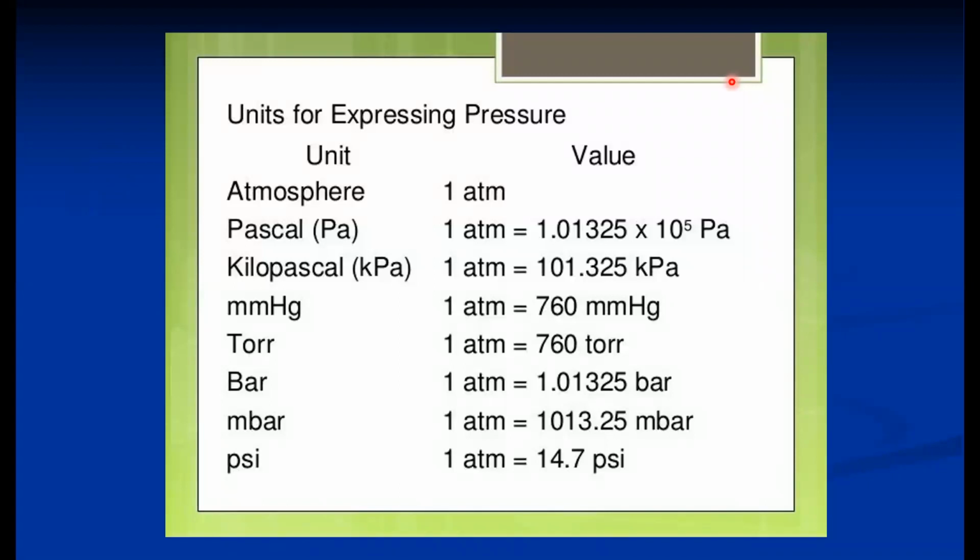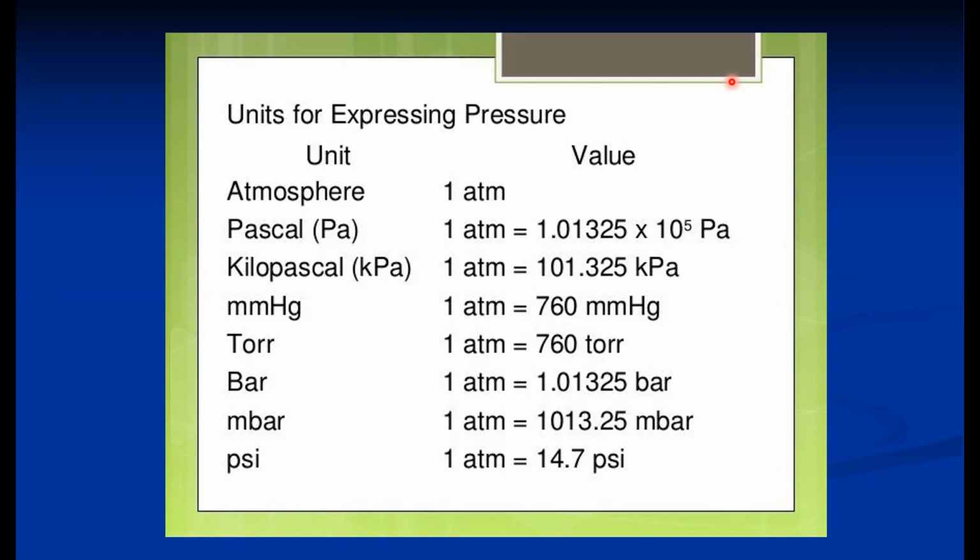These are some units of pressure. Pressure is generally expressed in different units, and mainly, commercially, it is the atmospheric unit, that is 1 atmosphere. It is expressed in Pascal. So 1 atmosphere is equal to 1.01325 bar, into 10 raised to 5 Pascal. So 1 bar is equal to 10 raised to 5 Pascal.